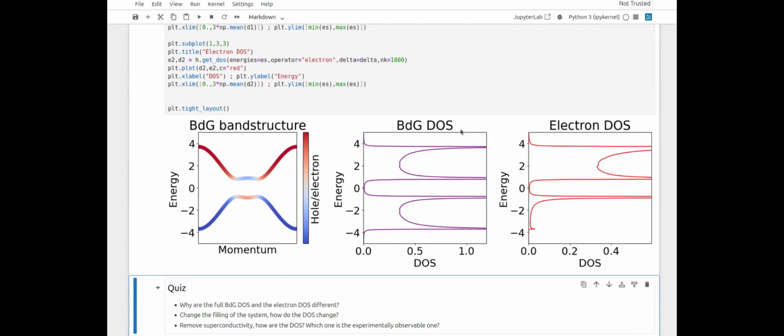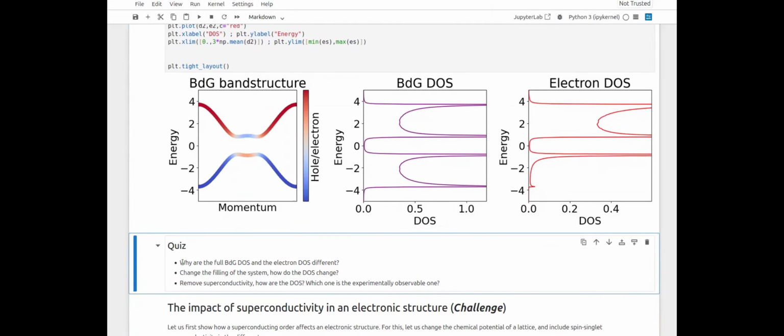And then the electron density of states is just the projection of the Bogoliubov-de Gennes electronic structure onto the true electronic states. And so the first question is, why are the full Bogoliubov-de Gennes density of states and the electron density of states different? The reason is that the Bogoliubov-de Gennes density of states reflects both the electron and the hole part. And remember that the hole part is just a mathematical replica of the electron part, whereas the electron density of states just reflects the true electron spectral function. So the electron density of states is the experimentally observable one.